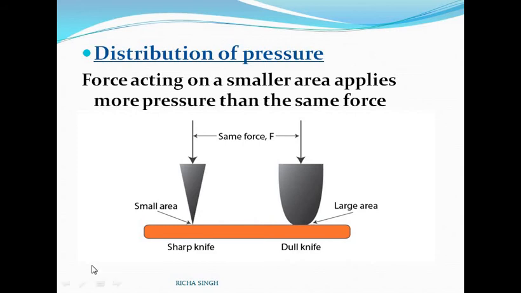You can see here there are two knives that have been taken. This is a sharp knife and this is a blunt knife or a dull knife. You are applying the same force. Which will pierce this sheet? Obviously the sharper one. Why the sharper one? Because the tip has a very small area here, but here the area is quite larger. So the pressure will be more on a smaller tip because pressure increases with the decrease in area.